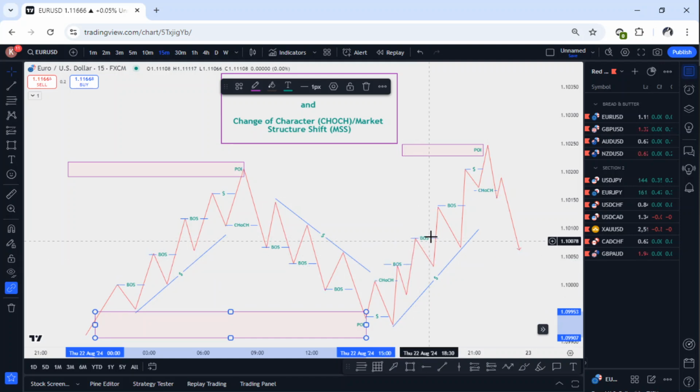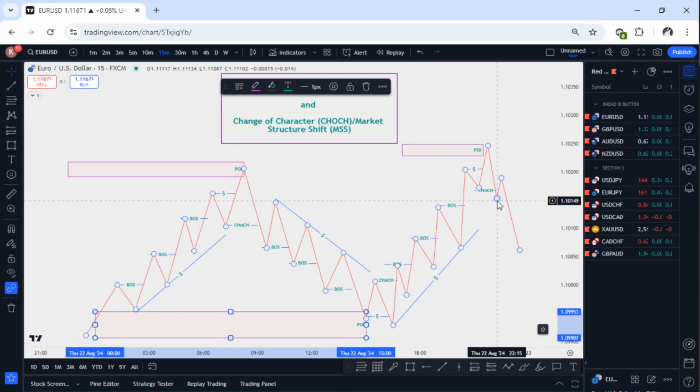So we have a pullback, break of structure, pullback, break of structure, and then we have a small pullback, and then we have a touch in the point of interest, and then we have a deeper pullback. This deeper pullback causes what is called market structure shift, or the change in character.